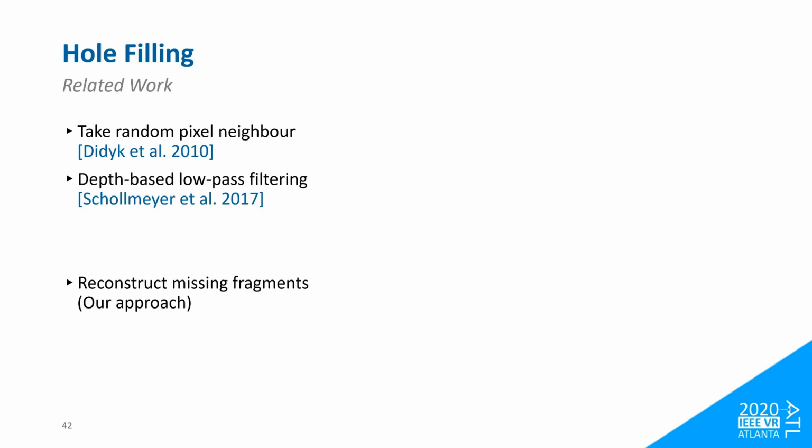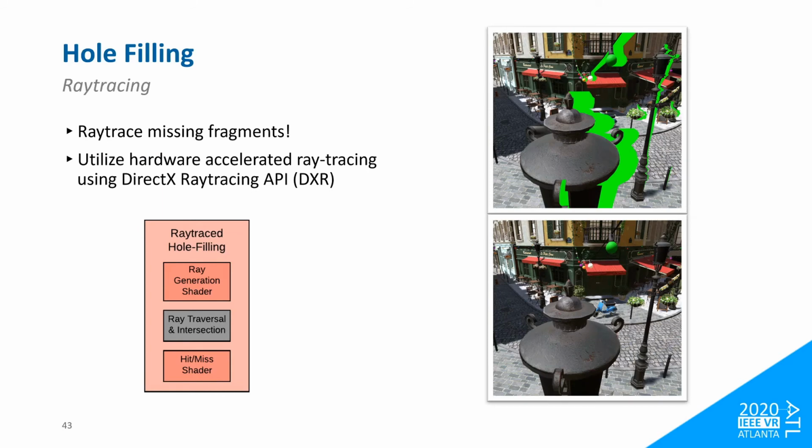While very efficient, this method is only suitable for filling in very small regions. Schollmeier et al. implemented a more sophisticated in-painting solution using low-pass filtered intermediate images. However, the core limitation remains. No new information which was previously hidden can be synthesized this way. So instead of hiding the reprojection errors, we chose to correctly reconstruct them.